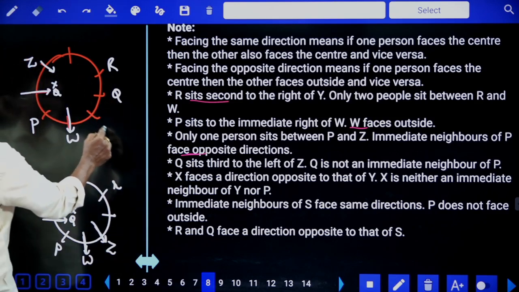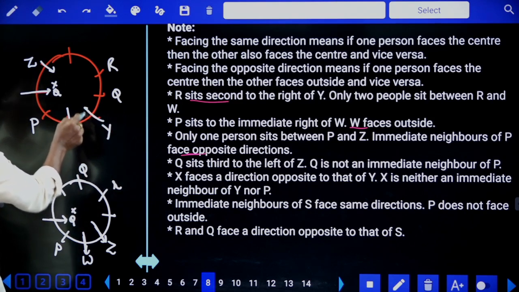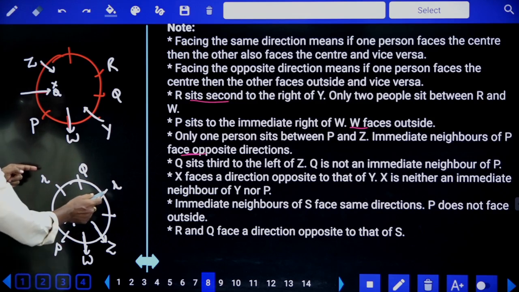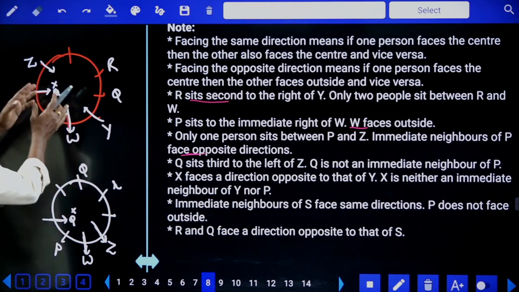ikkada Y unde chance లేదు కాబట్టి Y is here. R sits second to the right of Y. R ఇక్కడ ఉంటే Y ఇక్కడ రావాలి. Isn't it? లేకపోతే ఇక్కడ రావాలి. ఇక్కడ ఉండే ఛాన్స్ లేదు కాబట్టి ఇక్కడ R ఉంటే ఇక్కడ Y రావాలి. టూ పాసిబిలిటీస్ వస్తున్నాయి. ఇక్కడ ఒకటి పాసిబిలిటీ కాబట్టి ఇక్కడ చేద్దాం.